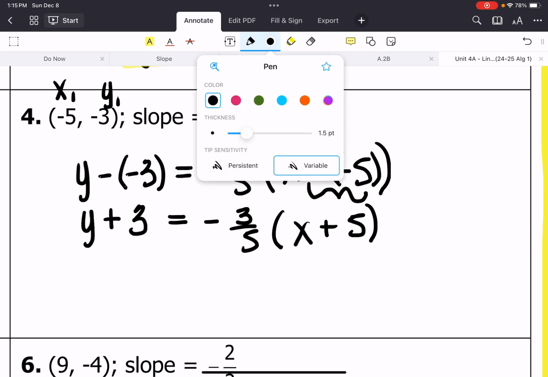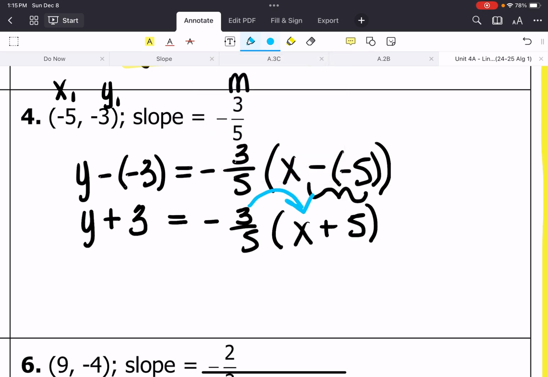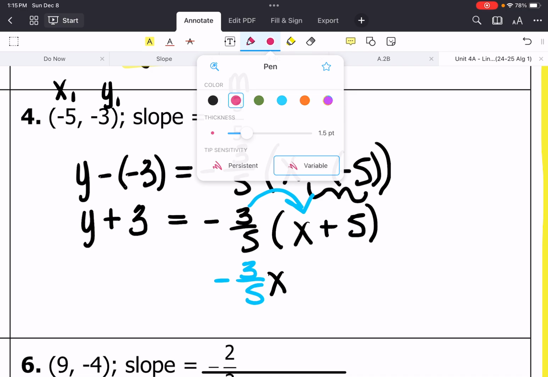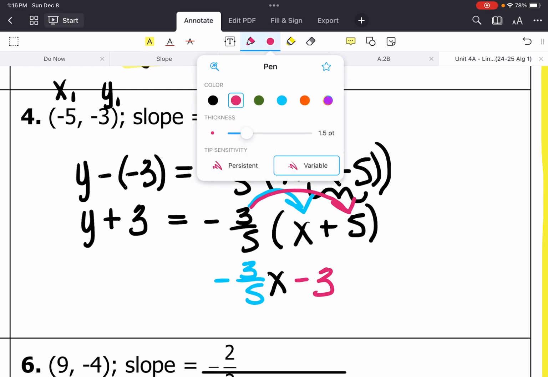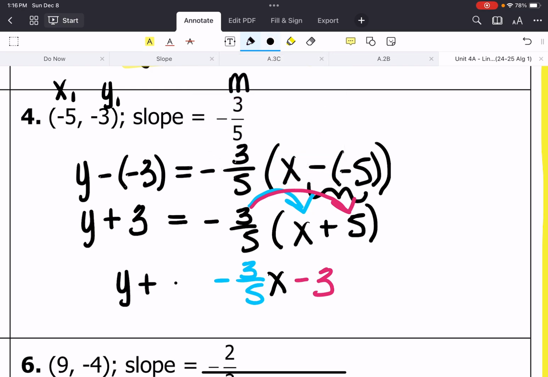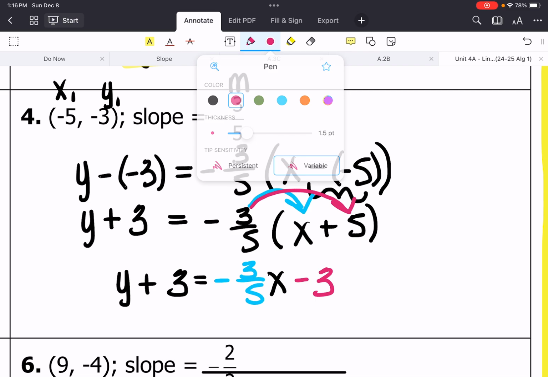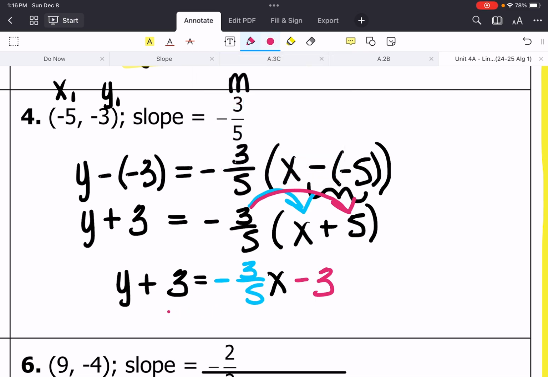Okay, so from here, let's go ahead and distribute using rainbow. You have negative 3/5 times x, giving us negative 3/5 of x. And then negative 3/5 times 5, giving me negative 3. On the left-hand side, I still have y plus 3. So remember, to get rid of something, you always do the opposite. If I'm adding 3, the opposite is going to be to subtract 3. And what you do to one side, you do to the other.